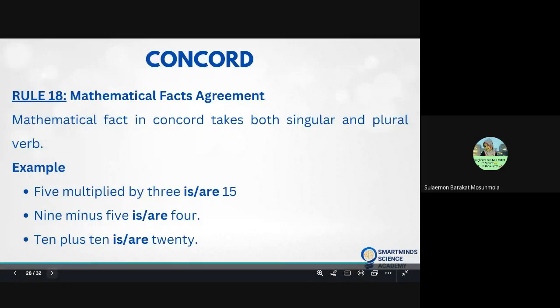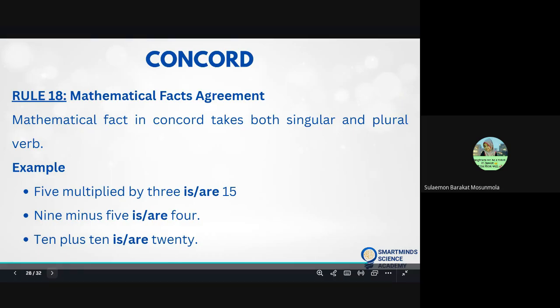Okay. The next rule is mathematical fact agreement. In Concord, mathematical facts can take both singular and plural verbs. What do I mean by mathematical facts?